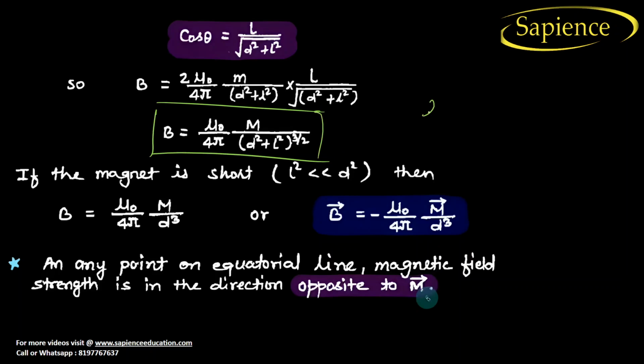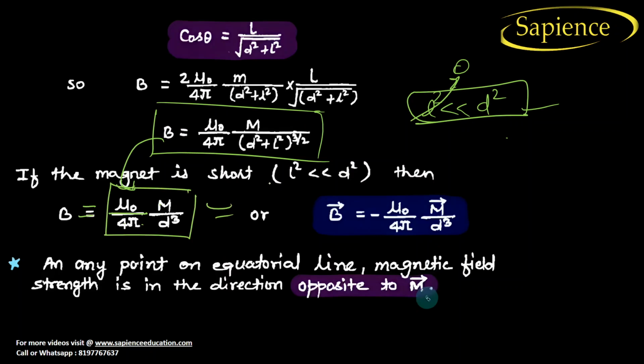Now one thing is that if the length is very much smaller, then L square will also be very much smaller than d square. So finally we can ignore this L square, take it as 0. If you do this, then finally this equation becomes B is equal to mu naught by 4 pi into m by d cube. So this is the final equation. If you consider that the magnet is very small, otherwise you have to put all the things similarly.